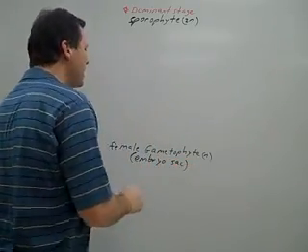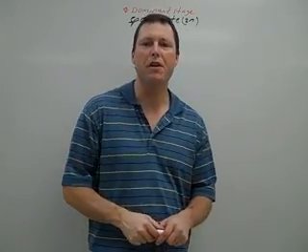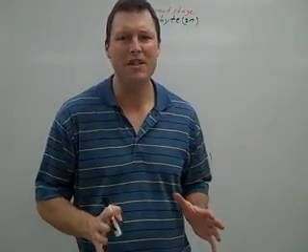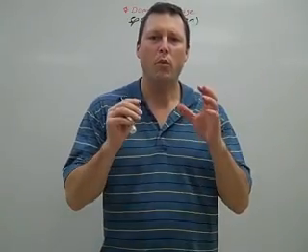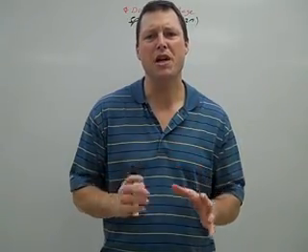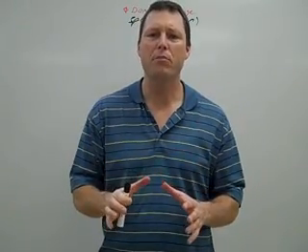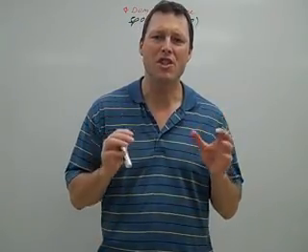And we'll talk more about the embryo sac in a later video. But for now, the embryo sac is going to contain 7 cells. And we really need to know 2 of those 7 cells. One of the cells is going to be an egg, and the other very important cell is going to be the central cell.